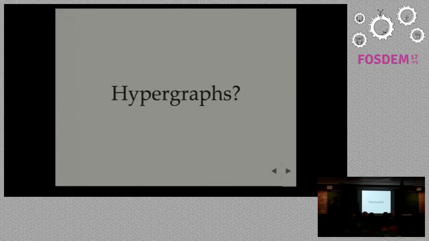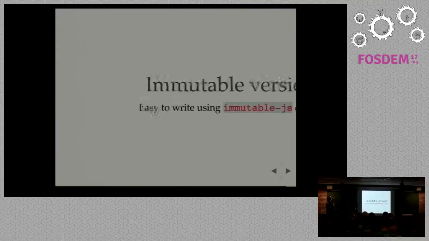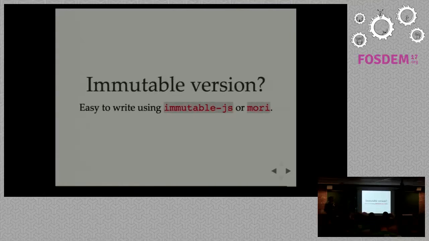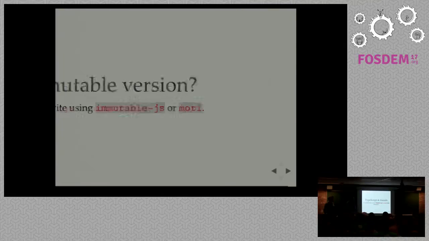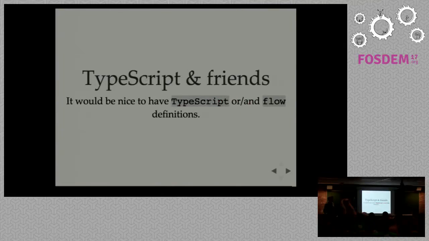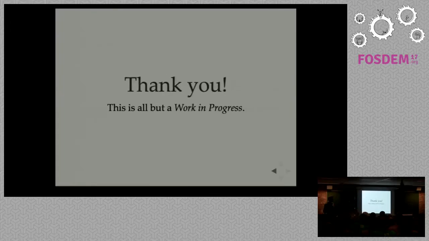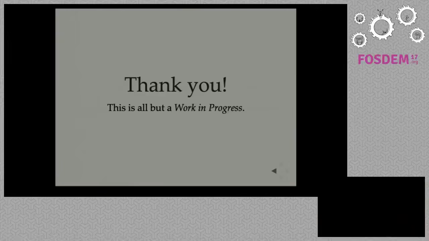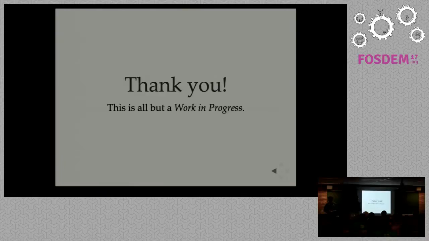And so for future ideas, should we try to support hypergraphs? Does someone need it? Does someone need an immutable version? It's easy to write using Immutable.js or Mori. We would like to have TypeScript definitions and so on because it's all the rage right now, static types. And thank you. So this is all a work in progress. So please bash us and help us achieve a more useful tool. Yeah, thank you.